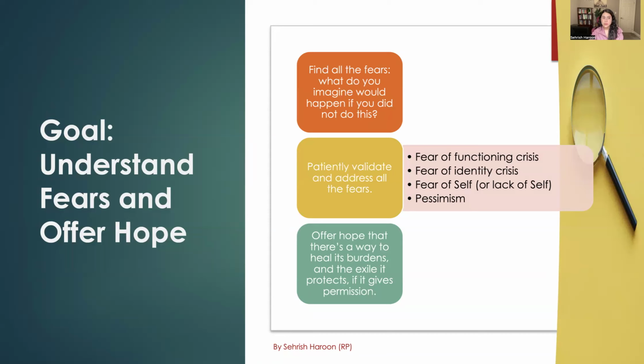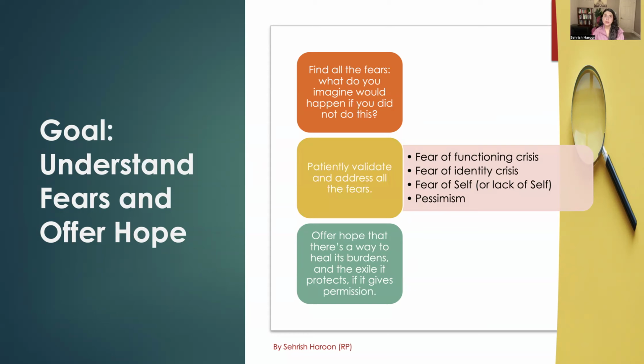We know that the part's doing what it's doing because it has fears, right? And we want to understand them. So what would happen if you didn't do this? At this stage, I check to see how patient I'm feeling towards this part, because I want to patiently validate the fears because they exist for a reason, and then address them.